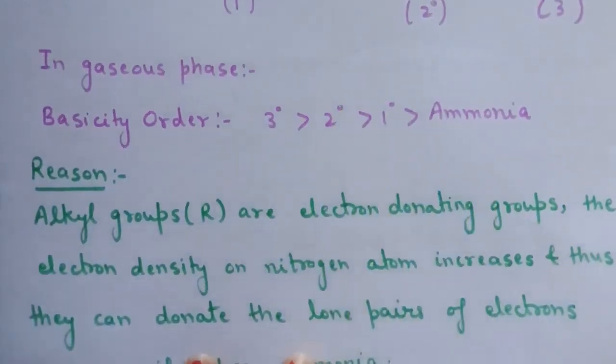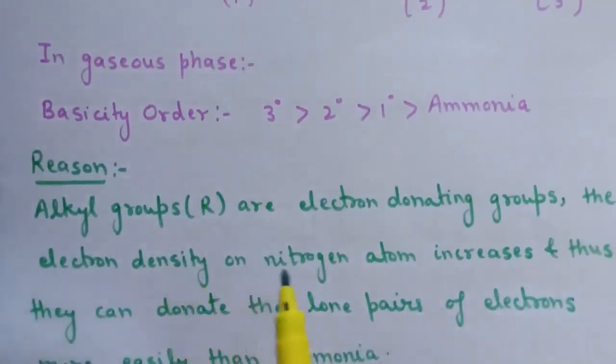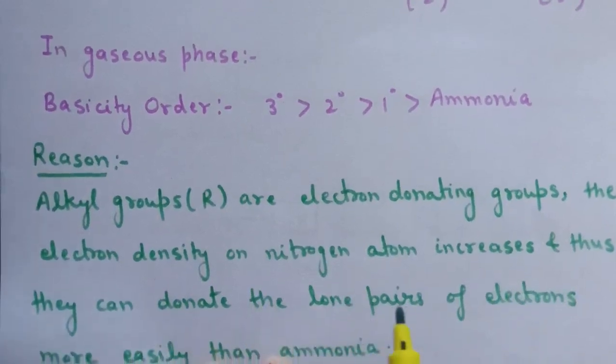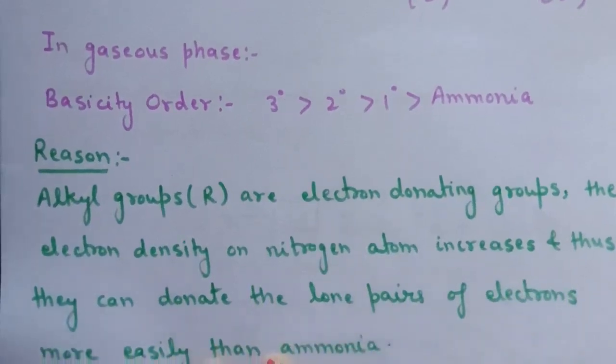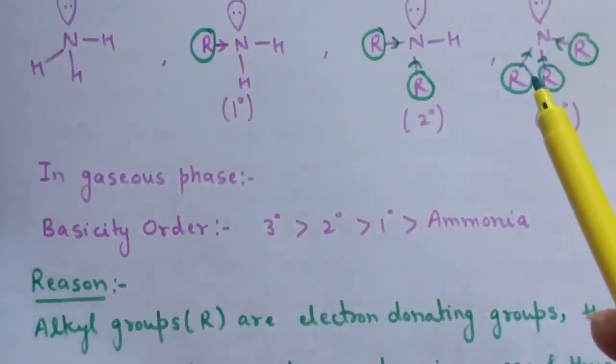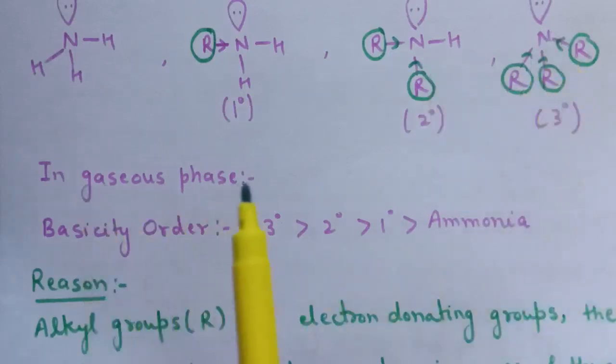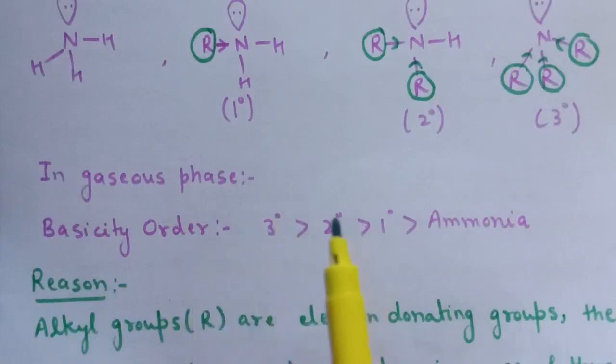And the reason is alkyl groups are electron donating groups. The electron density on nitrogen atom increases and thus they can donate the lone pair of electrons more easily than ammonia. So here in tertiary amine there are three R groups, therefore plus I effect is more, or plus I effect is maximum in case of tertiary amine. So in gaseous phase the basicity order is tertiary amines are the most basic, then secondary, primary and least is ammonia.